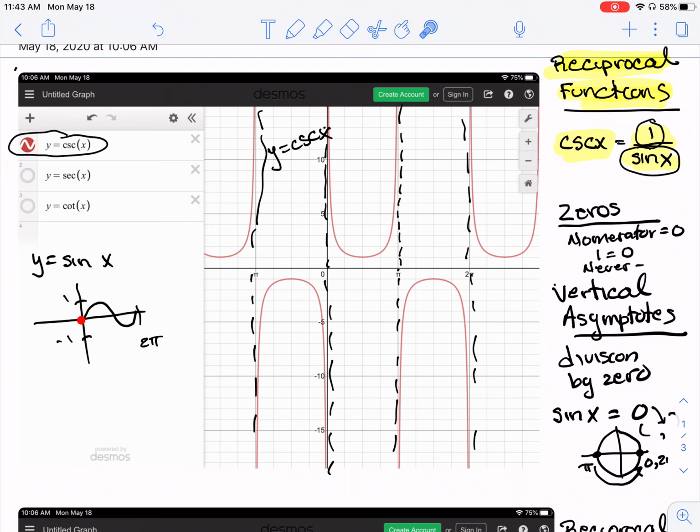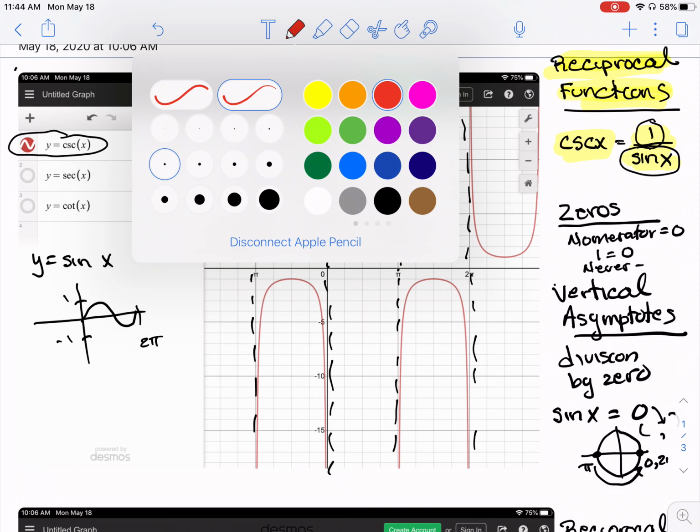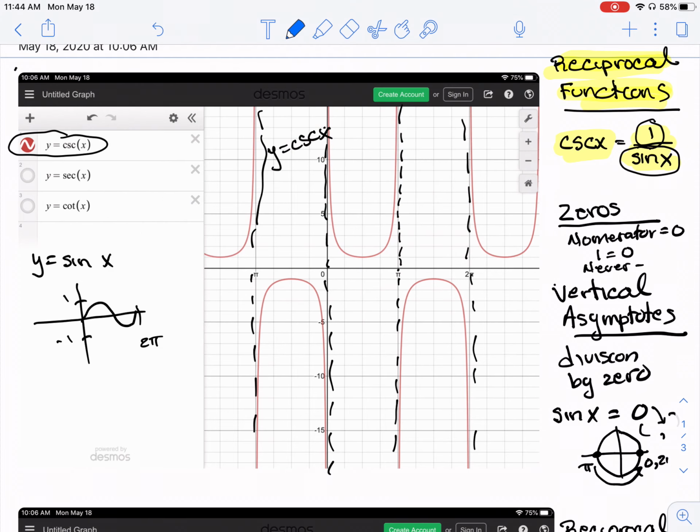If I can remember my sketch of sine, instead of using my unit circle, I can go to where the sine graph crosses the x-axis, and those will be the locations of my vertical asymptotes. Now, if you really want to visualize it this way, I'm going to sketch this dashed because it's a guide to help us see this.